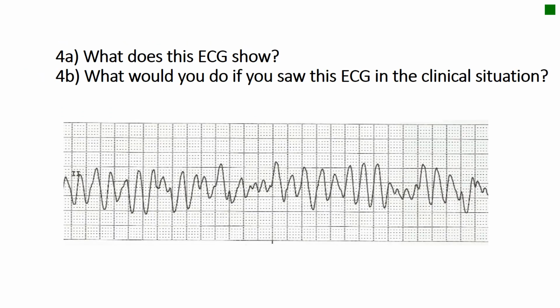So the next question, question 4, is what does this ECG show? Again, we can see quite large QRS complexes, but they're of different heights. Some are very tall, some are smaller. This is what we call polymorphic, and this is ventricular fibrillation. So what would you do in this situation if you saw this ECG? Well, this is a shockable rhythm. You'd expect no pulse in this patient, and you want to get an automatic external defibrillator to the patient and shock them as soon as you can.